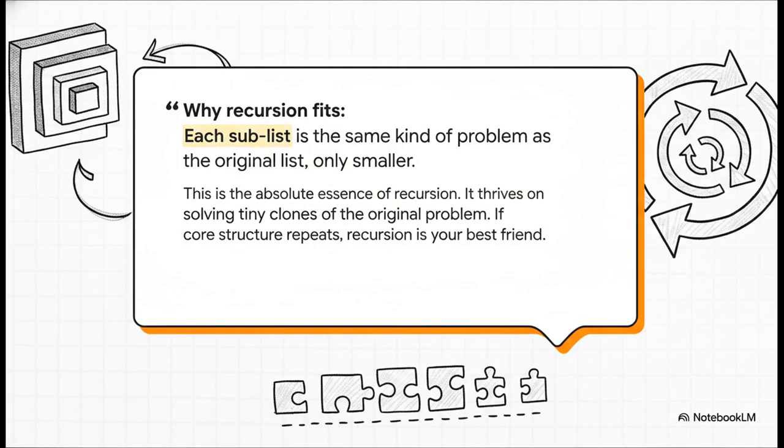I really want this absolute core truth to sink in. Why does recursion fit here? Because each sublist is the exact same kind of problem as the original list, only smaller. This is the absolute essence of recursion. It thrives on solving tiny clones of the original problem. If that core structure repeats, recursion is definitely your best friend.